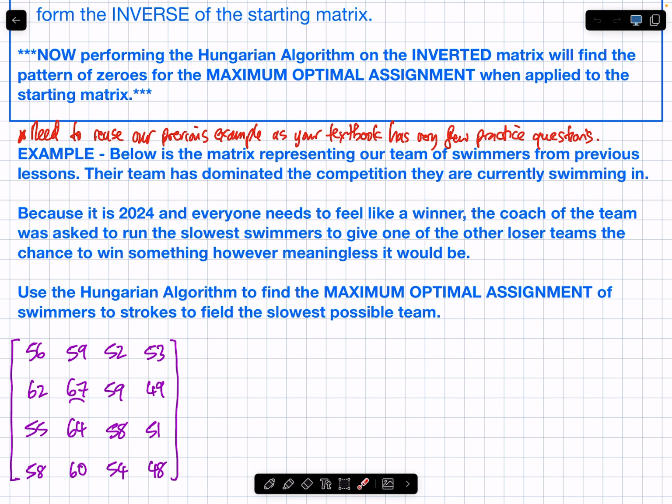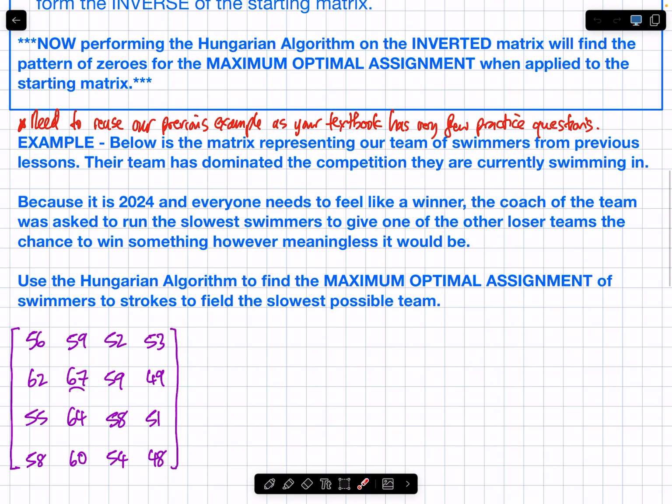All right, let me get started and then you can chat because this one's quite quick. So again, I want to reuse the same matrix as before so that you've got as many practices from the book as possible. And we're going to pretend that we want the slowest swim team, not the fastest, because this team's been dominating and they want to let someone else have a go. So use the Hungarian algorithm to find the maximal assignment to fill the slowest possible team.